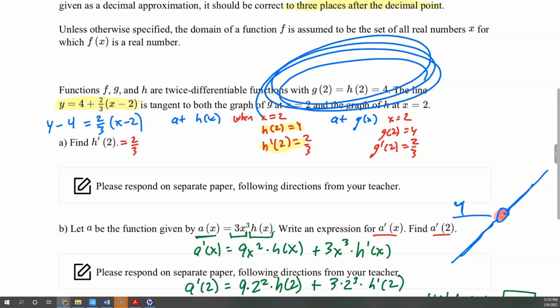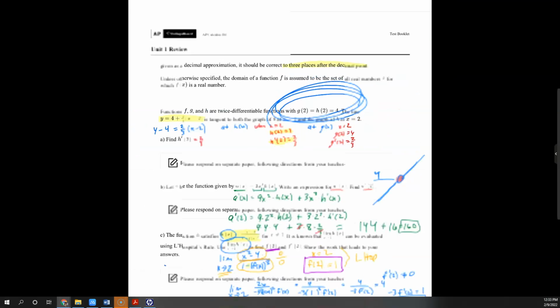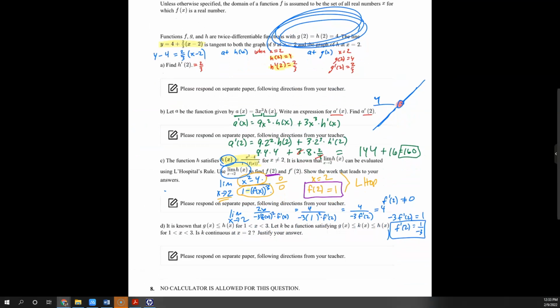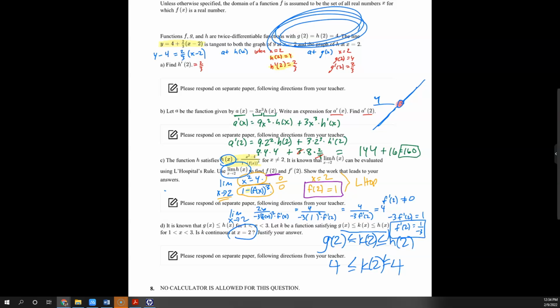You're going to look back to the beginning and go, okay, from here, it's asking me at x equals 2. So let's go ahead and put in x equals 2. G of 2 is less than or equal to K of 2 is less than or equal to H of 2. And G of 2 is 4. H of 2 is 4. So K of 2 has to be right in between there.